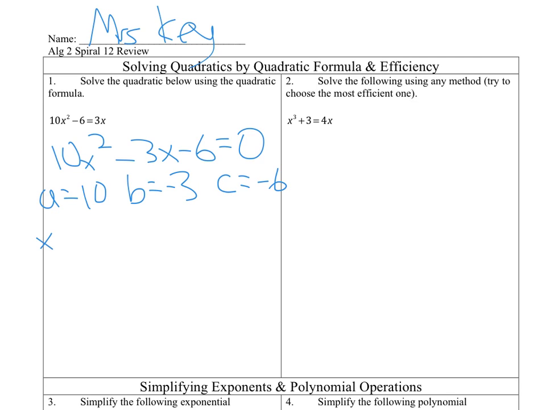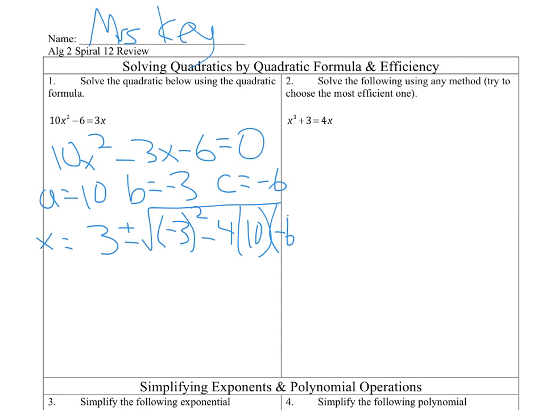So I have x equals the opposite of B, plus or minus the square root of b squared minus 4ac, over 2a.